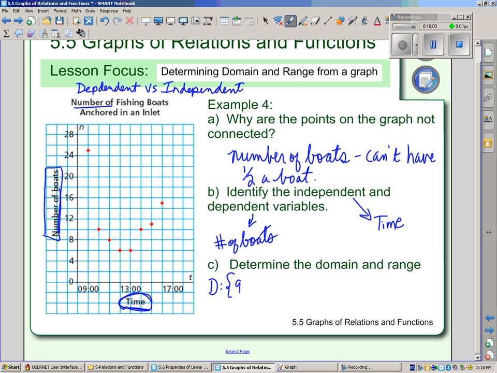So we've got 9, 10, 11, 12, 13, 14, 9, 10, 11, 12, 13, 14, 15, 16.